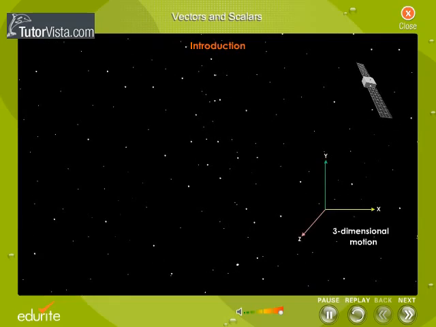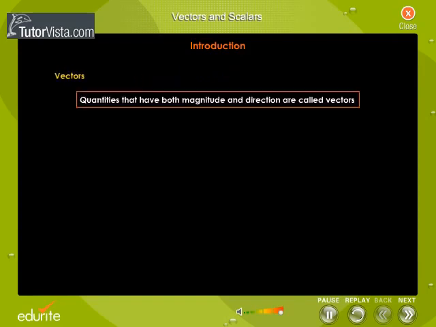Here the concept of direction becomes more primal. Now there is a need to define a quantity which has both magnitude and direction. Such quantities are referred to as vectors or vector quantities. Velocity, acceleration, weight, force, momentum, etc. are vectors.